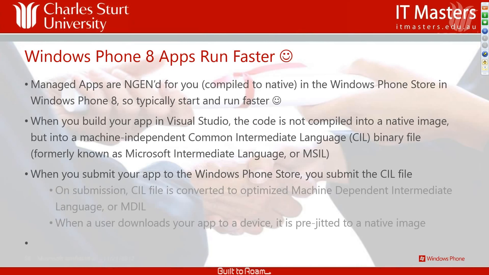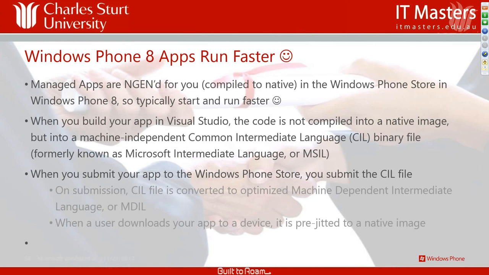In the past, when you downloaded a Windows Phone 7 application to the device, it was actually interpreted the first time you run it, or as you run it. Now, managed applications are actually native compiled, so compiled down to native code in the phone store prior to being deployed down to your device.